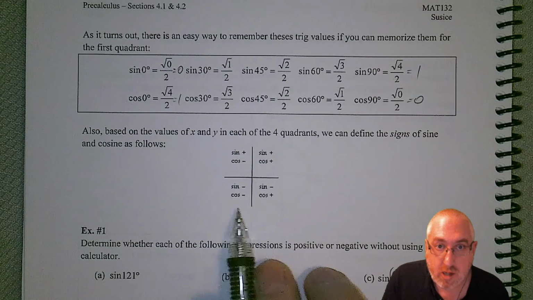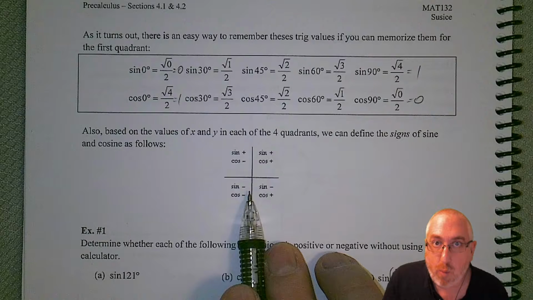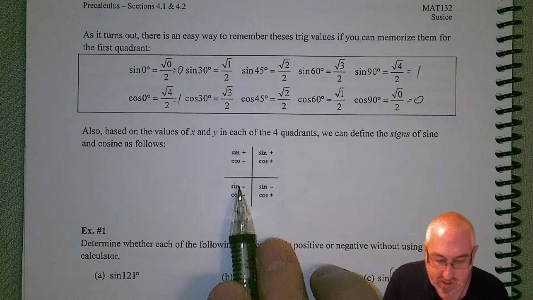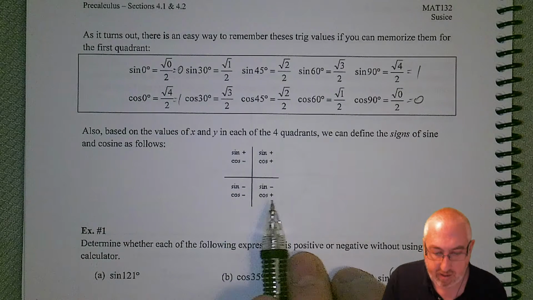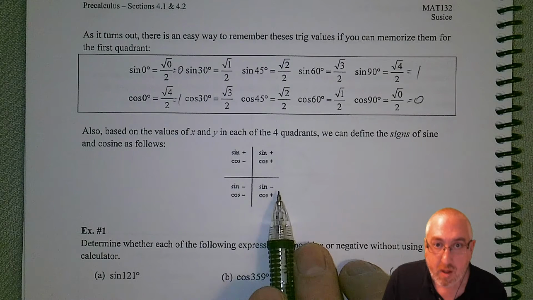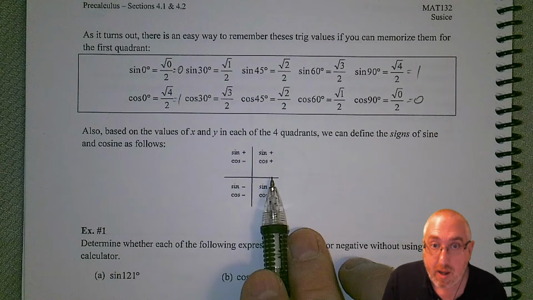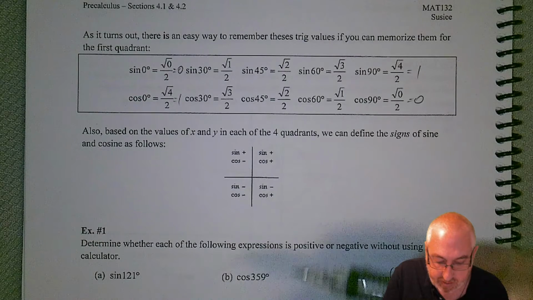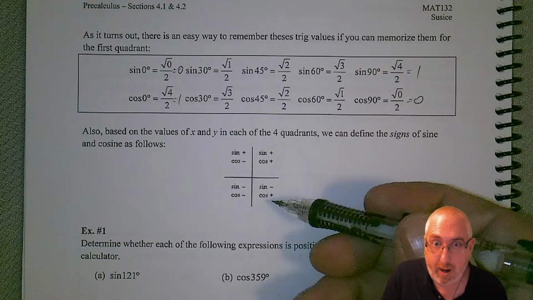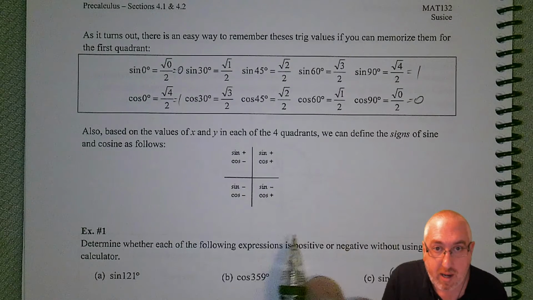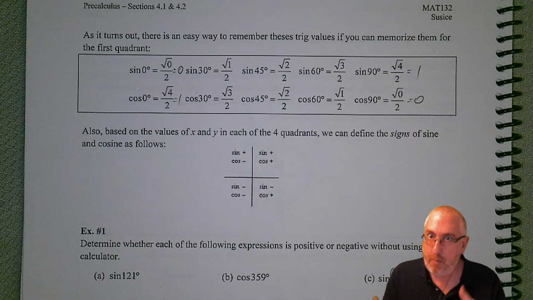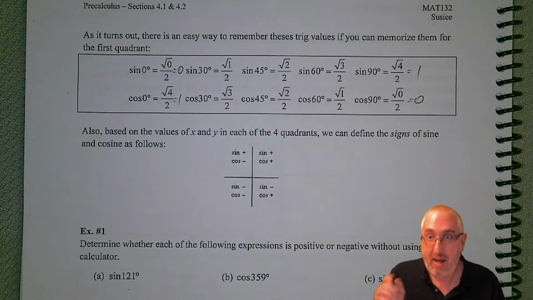In the third quadrant, both the x's and y's are negative, so the sines and cosines are both negative. And then in the fourth quadrant, x is positive, but y is negative. So again, if you can memorize this part of it, that'll help you with the sines and cosines and the actual sign of those values.